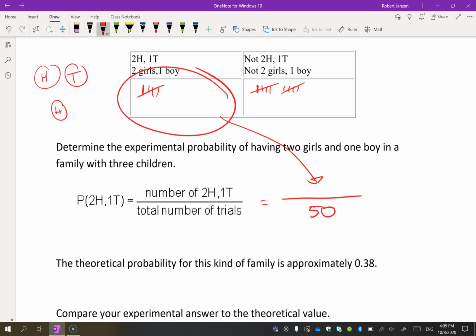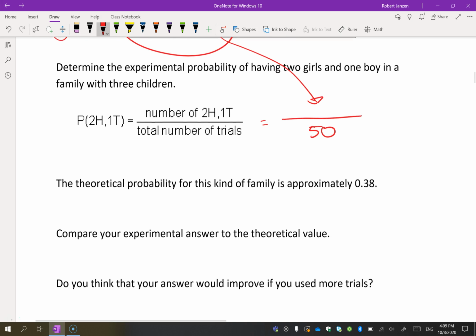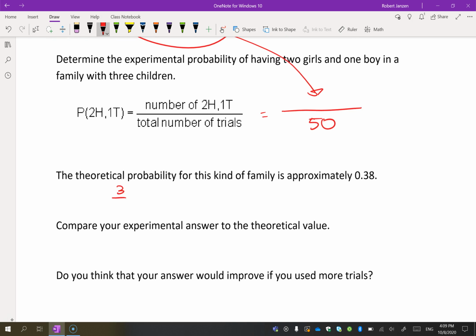So then we're going to figure out what the experimental probability is. Now, we already knew the theoretical probability was 3 out of 8, which is about 0.038. Okay, compare the experimental answer. So what is your experimental answer? Is it close to this or is it far away? All right. I had expected it would be fairly close, but it doesn't have to be. It could be off a little bit.